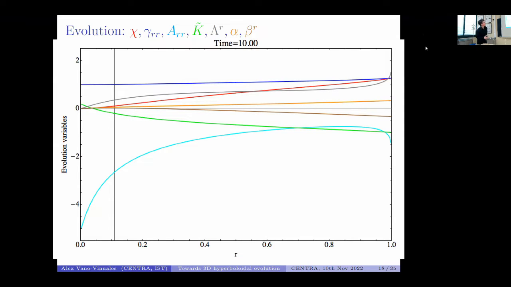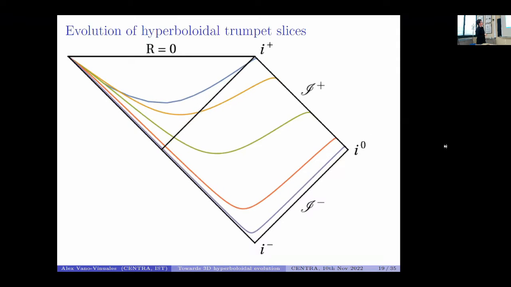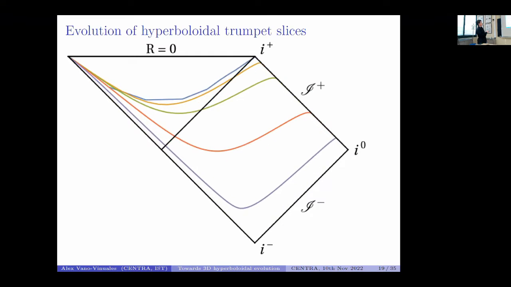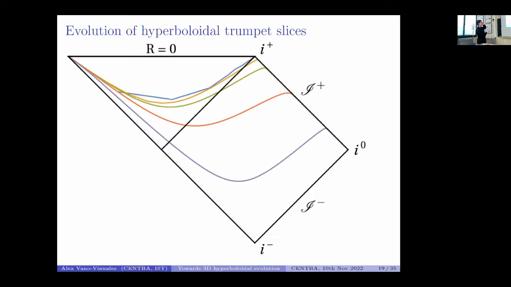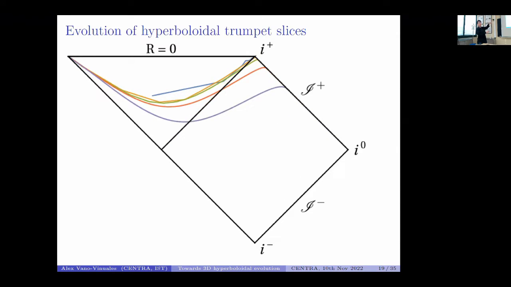There we go. So if we were to look at this evolution in a Penrose diagram, these are the same hyperboloidal trumpets I was showing before. This is the way it evolves. They move up because they move forward in time, and there are fewer and fewer points in here because the shift in the gauge is actually just getting the points out of the horizon. That's why it's looking like this.